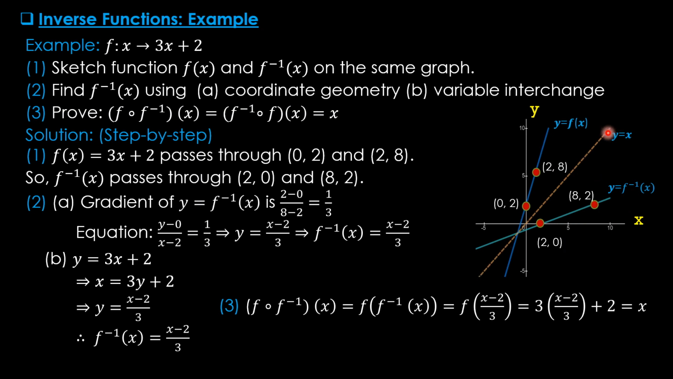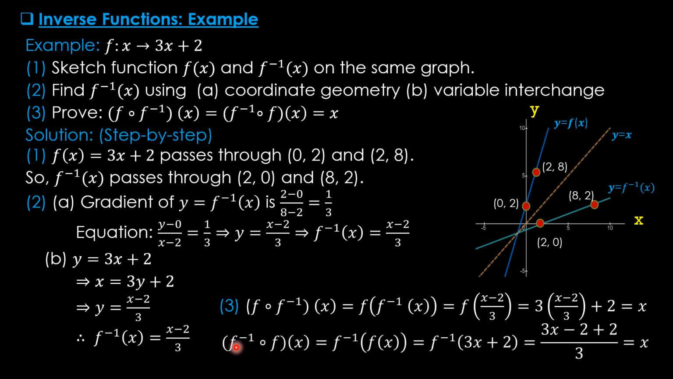Just by these points (0, 2) and (2, 8), the original function is passing through these 2 points. This is the graph of the function, that's how we are drawing. And the other function, f inverse x, is going through (2, 0) and (8, 2). So (2, 0) is here and (8, 2) here, and then finally we have a last part, we have to prove this. This is very straightforward, and we can prove this. So that's pretty much it.